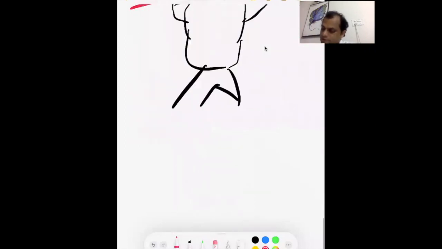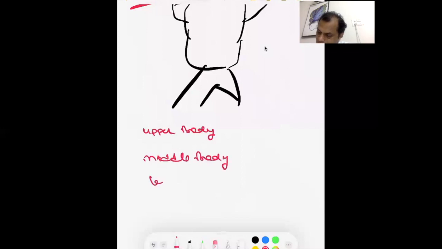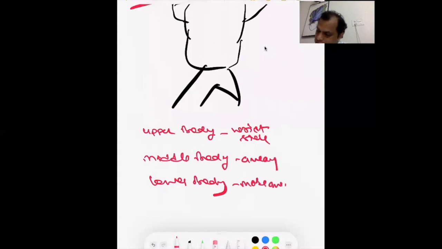एक्यूपंक्चर में अपर बॉडी, middle body, lower body. The meaning of upper body means wrist side, and this is away and more away from wrist.